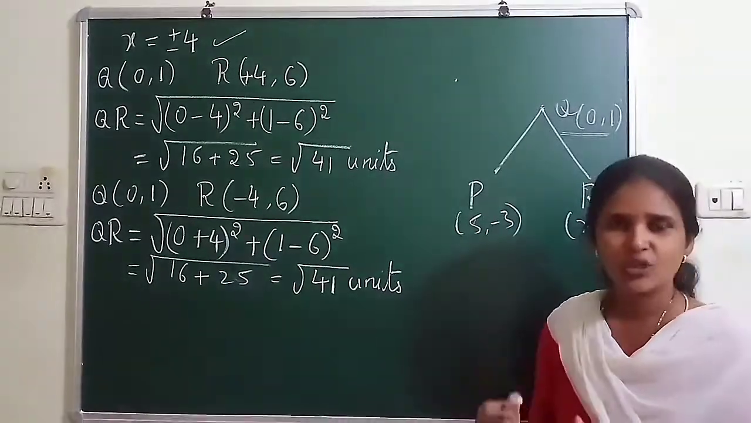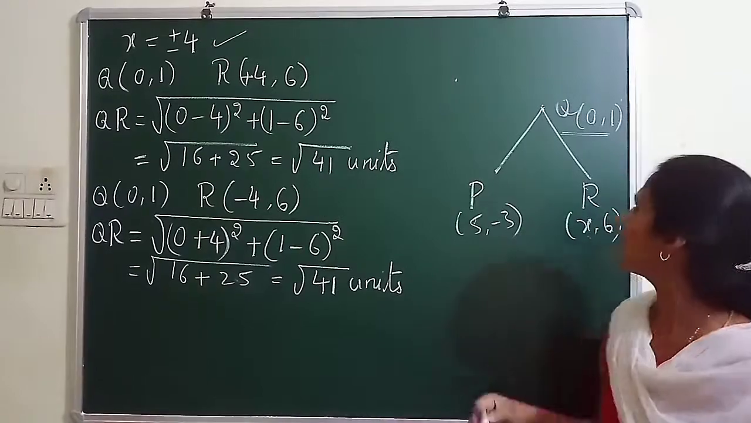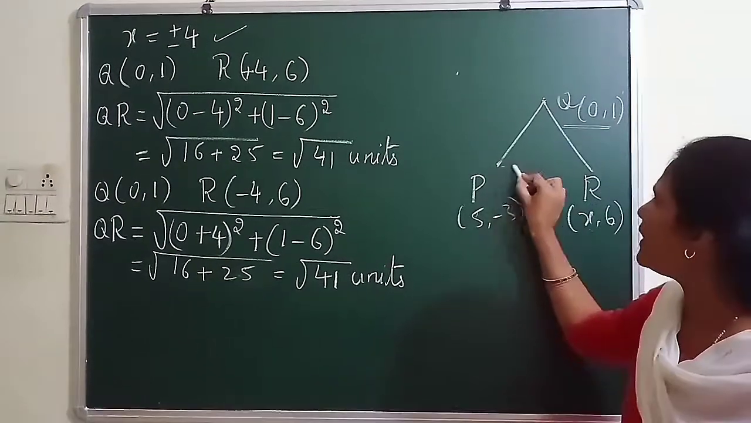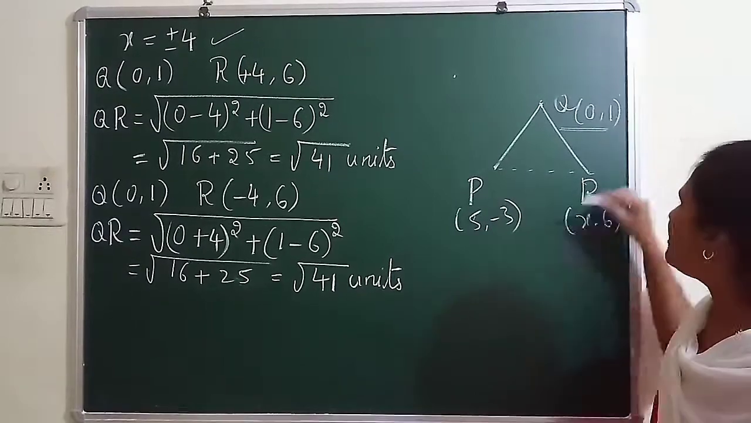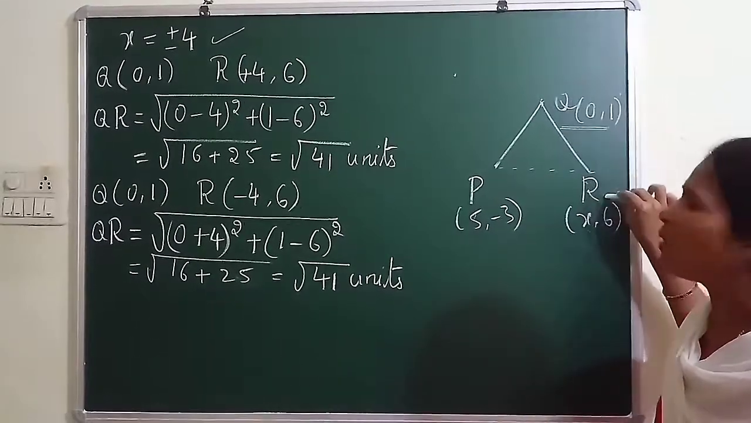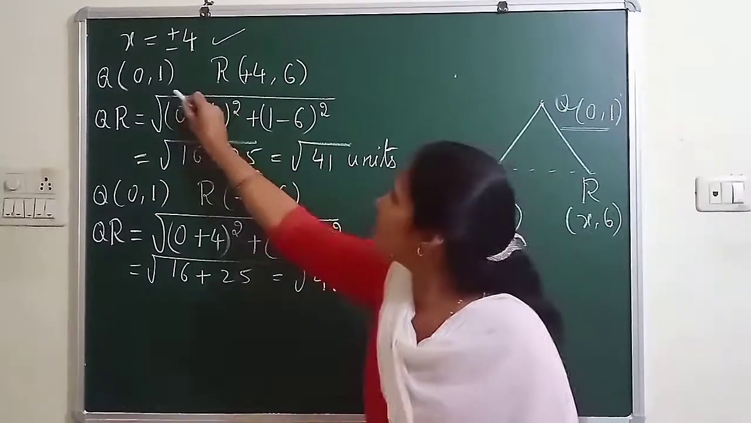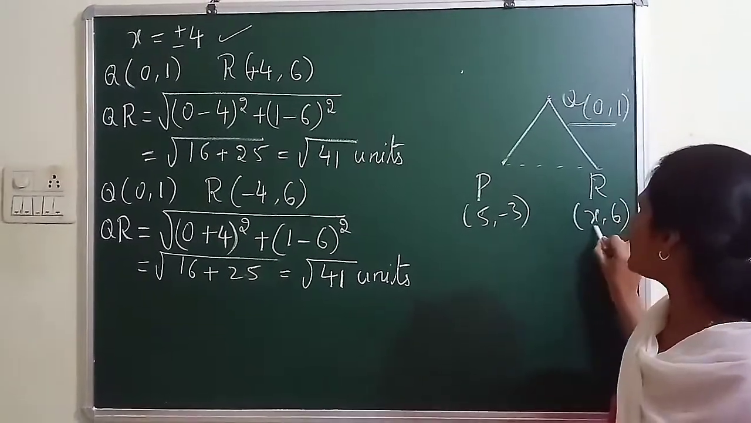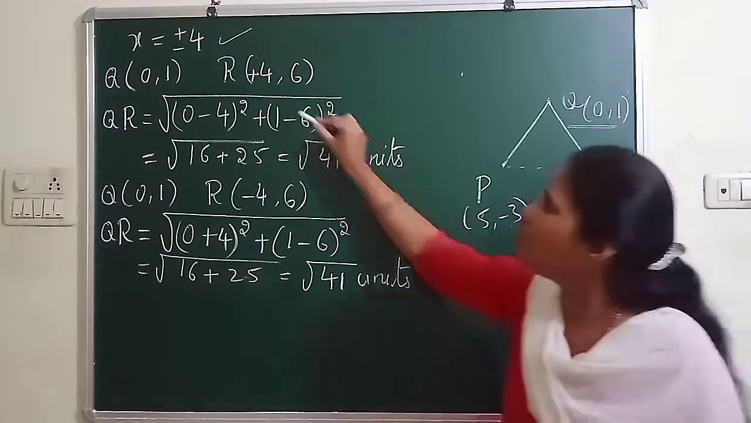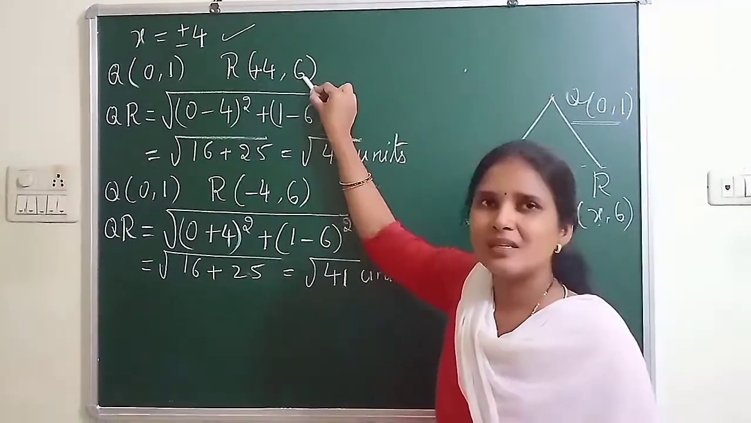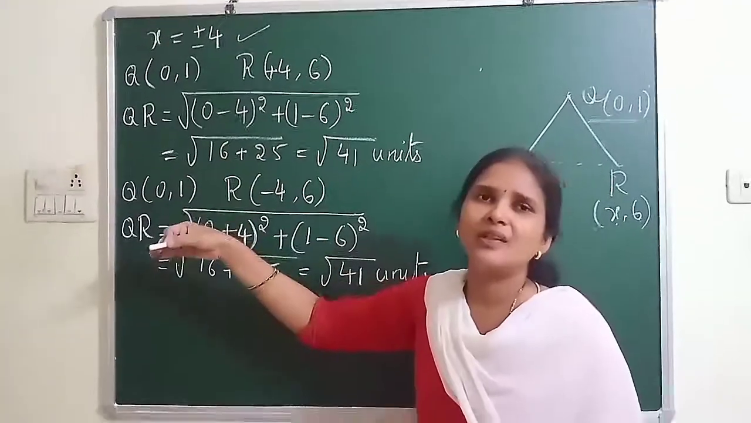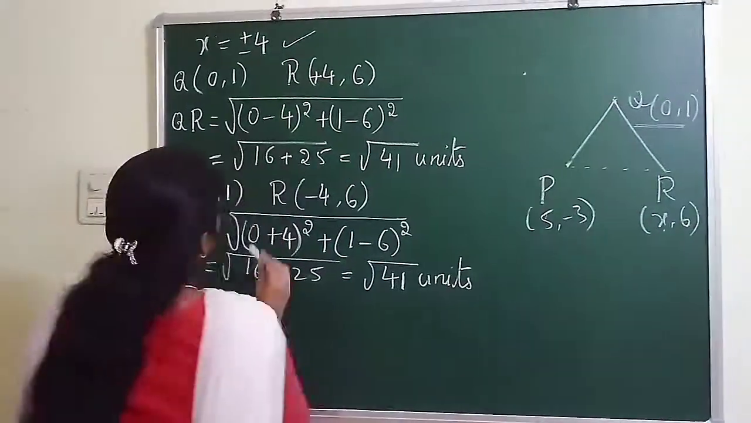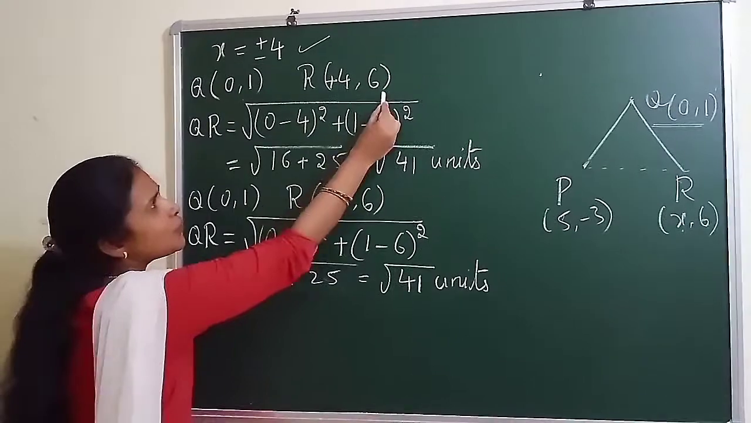And in the next sub question, in this question only he asked 2 more sub questions, that is I have to find the length of QR and also the length of PR. Now let me find first the length of QR. So what is Q here? (0, 1). This is fixed. And R is (x, 6). In place of x I can put plus 4 and 6. And the next time again I have to find the distance between Q and R with minus 4.